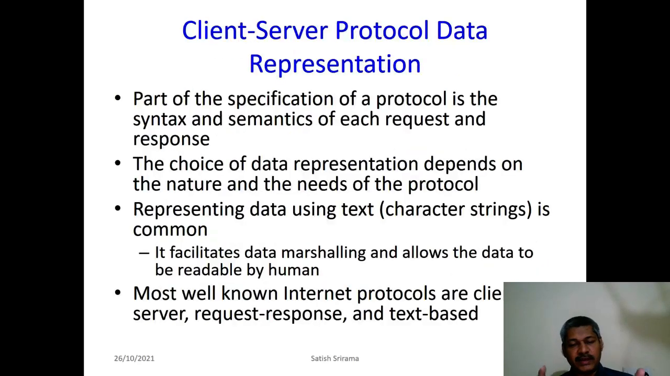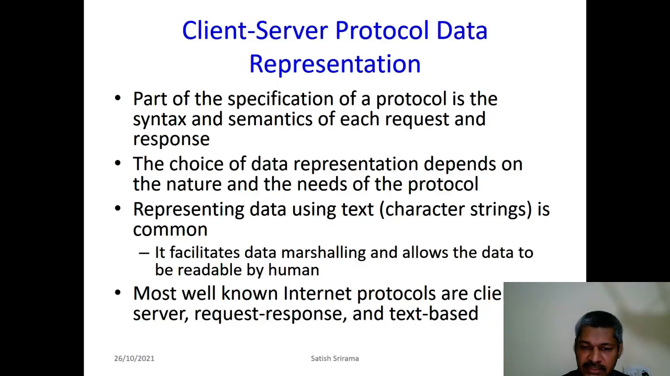That's great. So we have seen how to identify the service, and that this sort of inter-process communication has to follow a particular protocol. This is what is defined in the protocol specification. The protocol also tells what the data is and how it is represented. Part of the specification is the syntax and semantics of each request and response. What message should be in the request, and what message should be in the response, is already defined in the protocol.